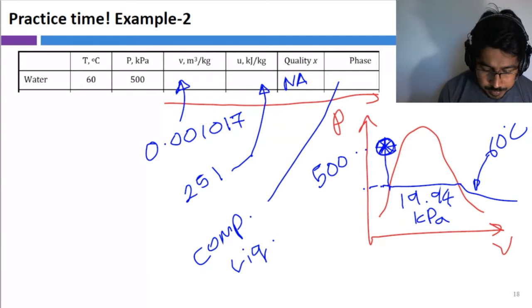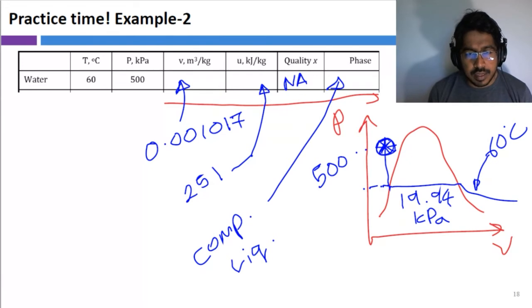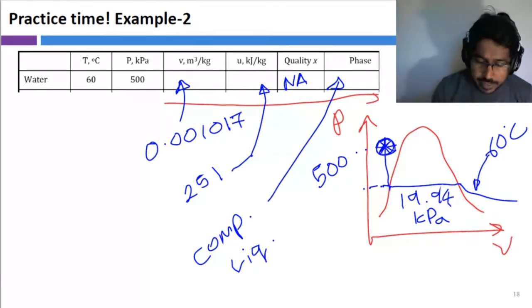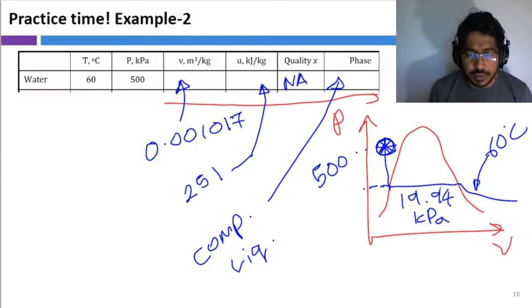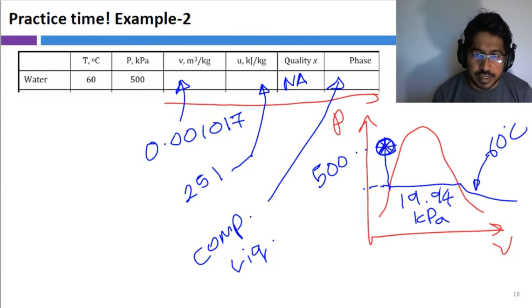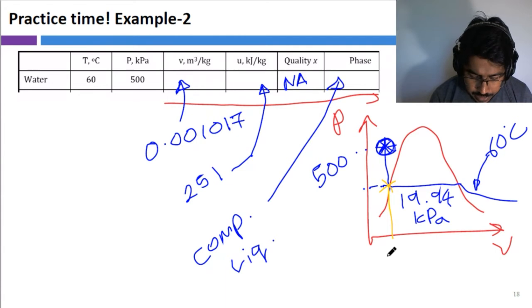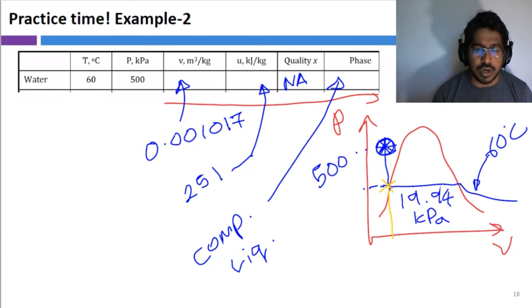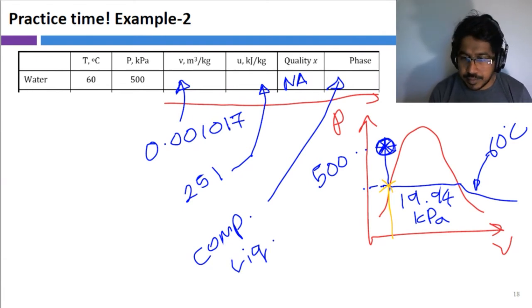Now, importantly, let's try to do something else. You remember in the last lecture we emphasized so many times that if we want to find a property in the compressed liquid region, let's say specific volume, and we don't have the compressed liquid tables available, we can go to the saturated liquid line and get the property there, and it would not change too much from what we would get from a compressed liquid table, right?